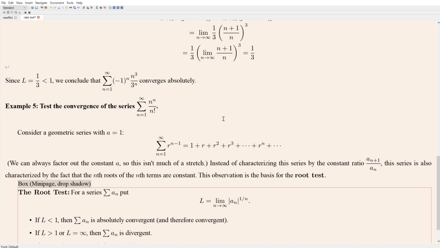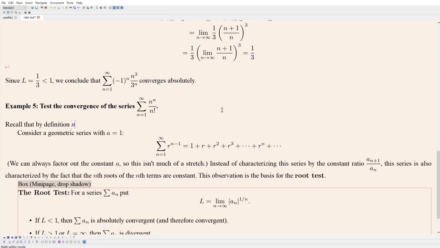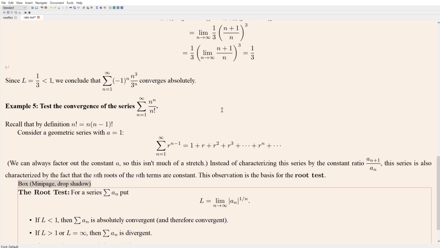Anyway, so let's do this next one. So, same exact idea. It's just a straight up application of the ratio test. Now, notice we are dealing with a factorial here. So, recall the following useful fact about factorials. Well, not a fact, it's just how factorials are defined. So recall that by definition, n factorial is equal to n times (n minus 1) factorial, right? Okay.